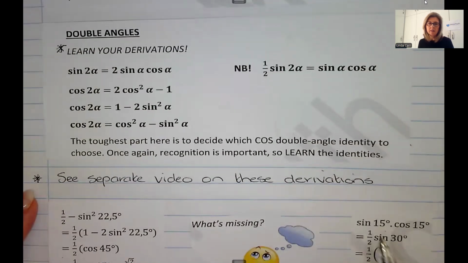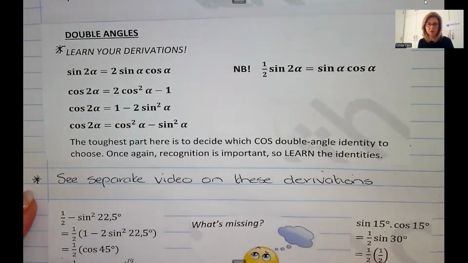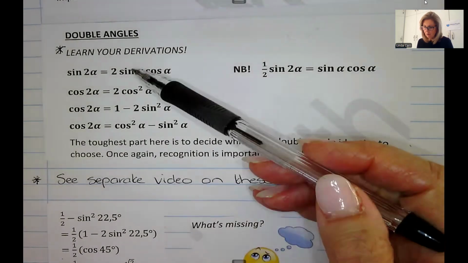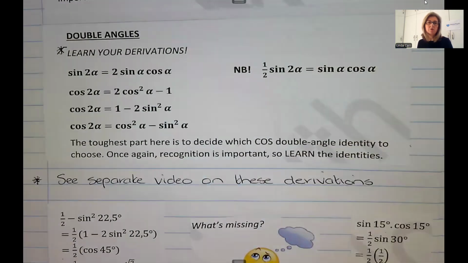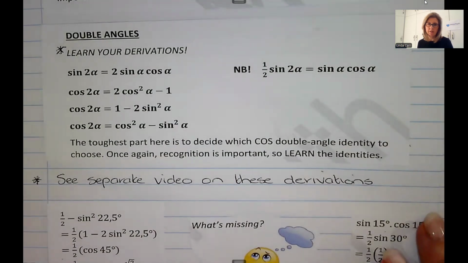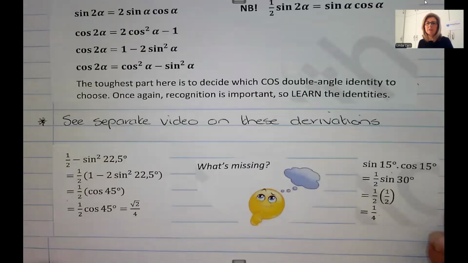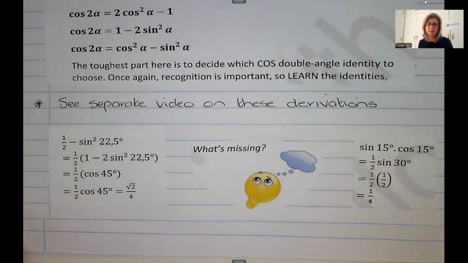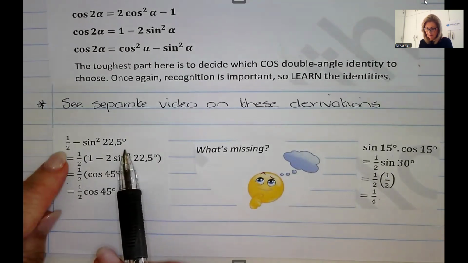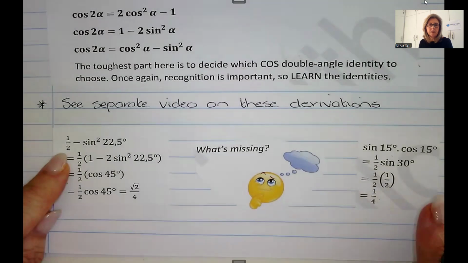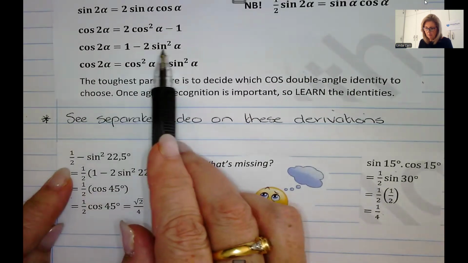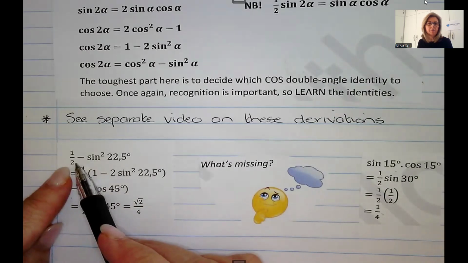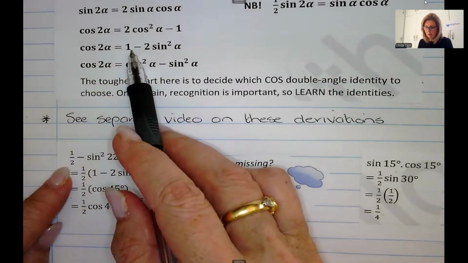Your cos double angle, you have 3 options, and this is going to be probably one of the biggest challenges for you, to decide which of these 3 you're going to pick depending on what the question looks like. Okay, so I've got a couple of really little basic problems over here just to get you used to the identities. The first one, if you look at it, it looks a little bit like this one, 1 minus 2 sine squared alpha. The problem is we're sitting with a half and a 1 instead of a 1 and a 2.